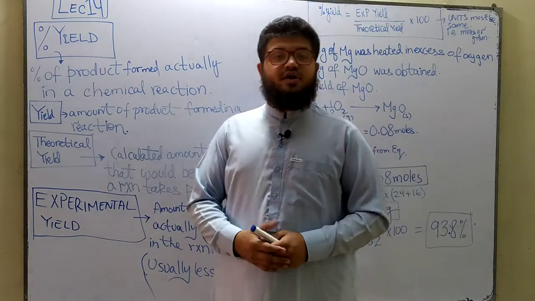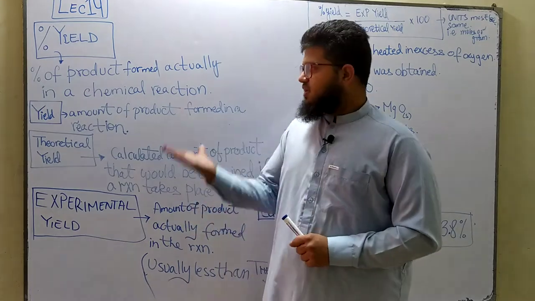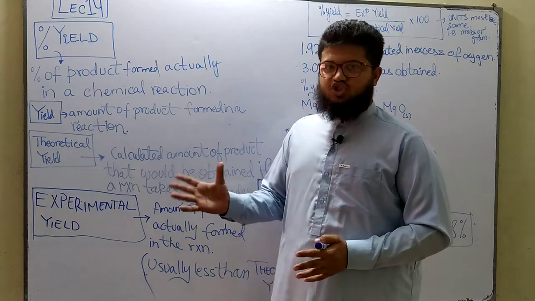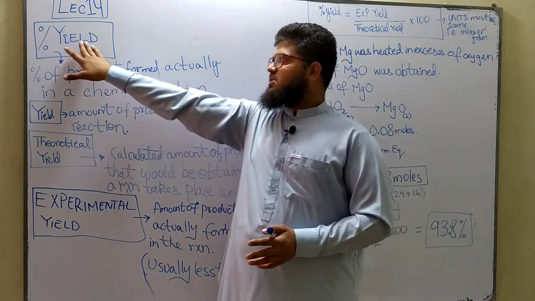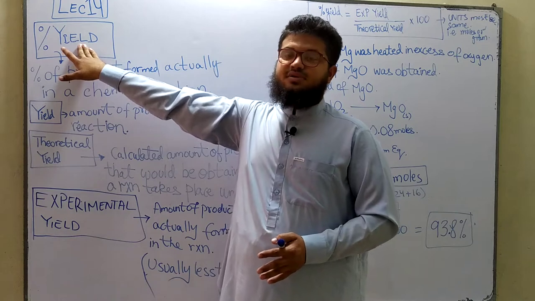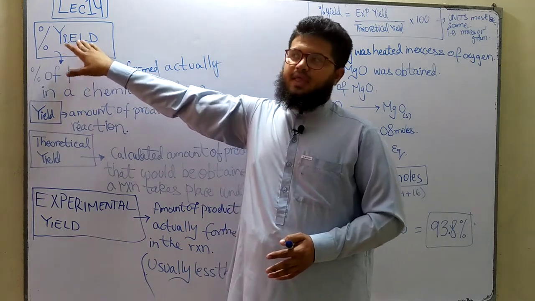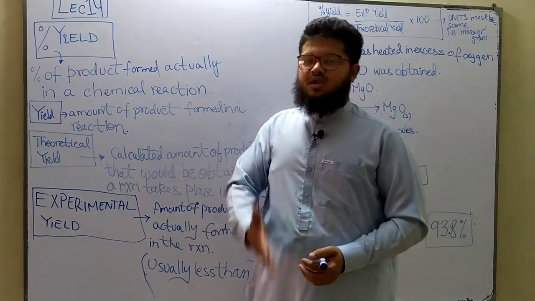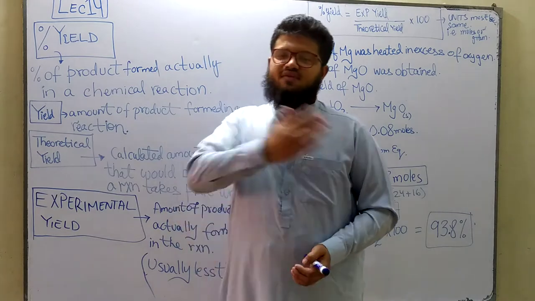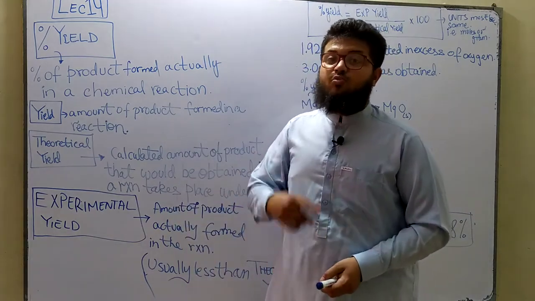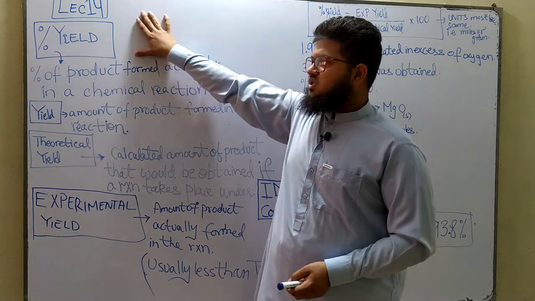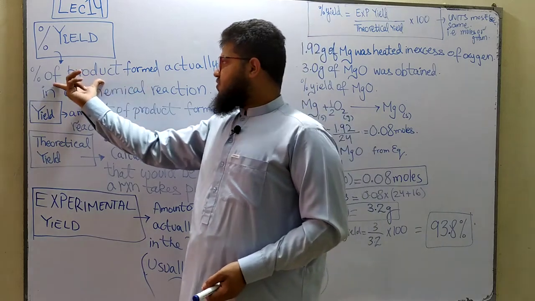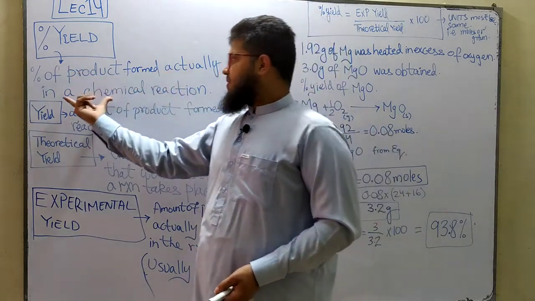This is lecture 14 of our AS chemistry crash course and probably the last topic of the chapter moles. The last topic is percentage yield. In the previous video we completed percentage purity and all the formulas related to percentage purity, and before that we did the empirical formula and molecular formula calculation, and even before that we did all the formulas which are related to moles. Now percentage yield, the last topic of this chapter, is basically the percentage of product which is formed in a chemical reaction.